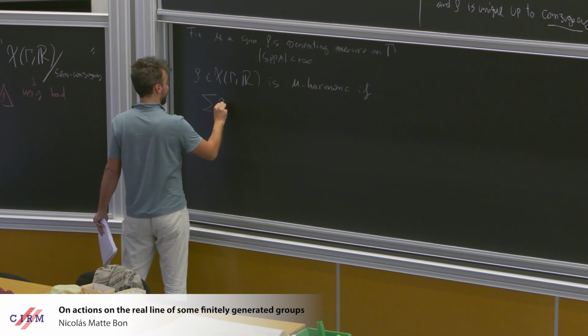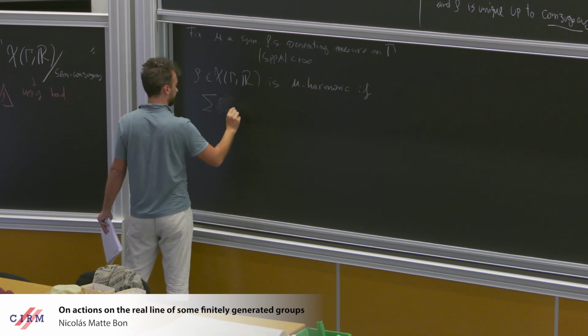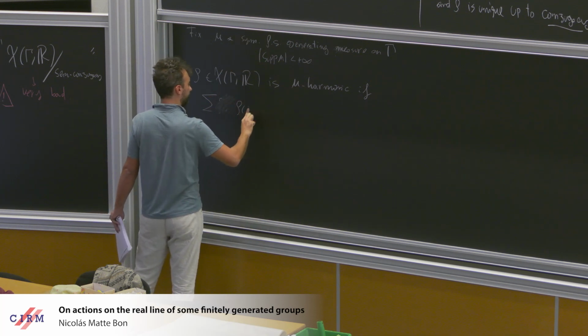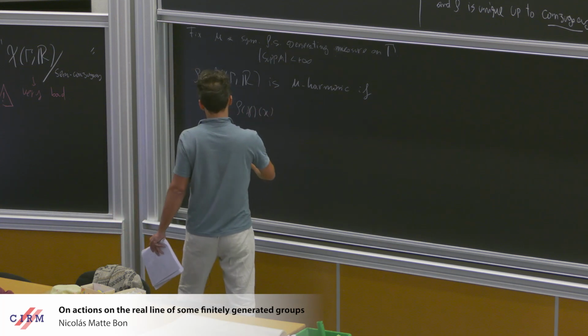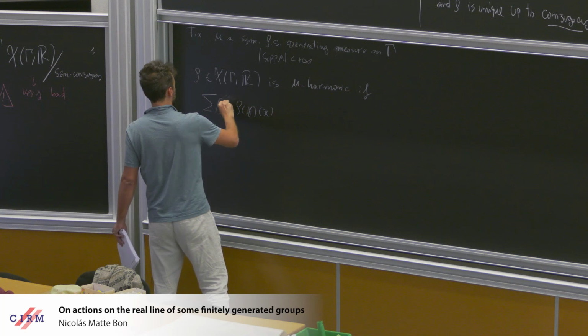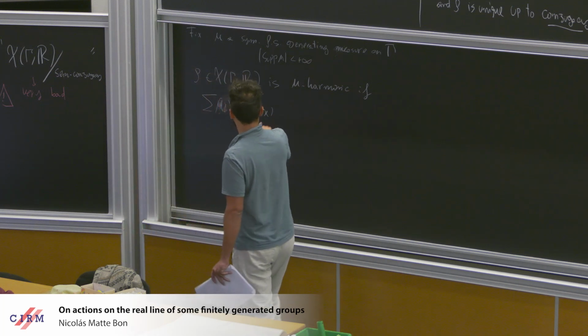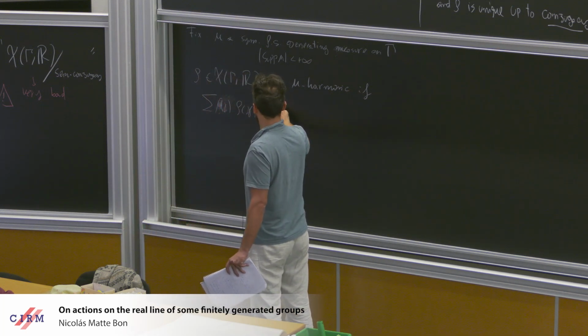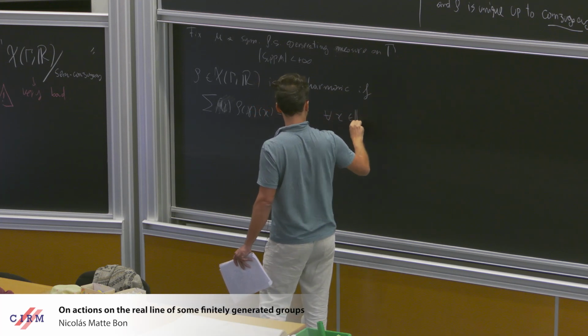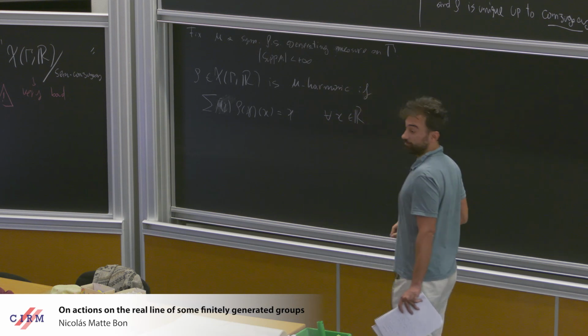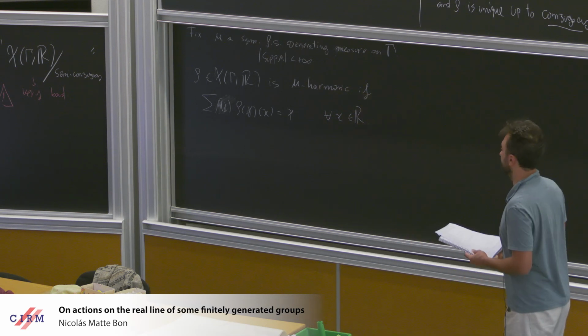When you apply an element of gamma to a point in the real line, on average with respect to this measure, so if you do one step of the random walk and apply it to a point, this point doesn't change. So zero drift.